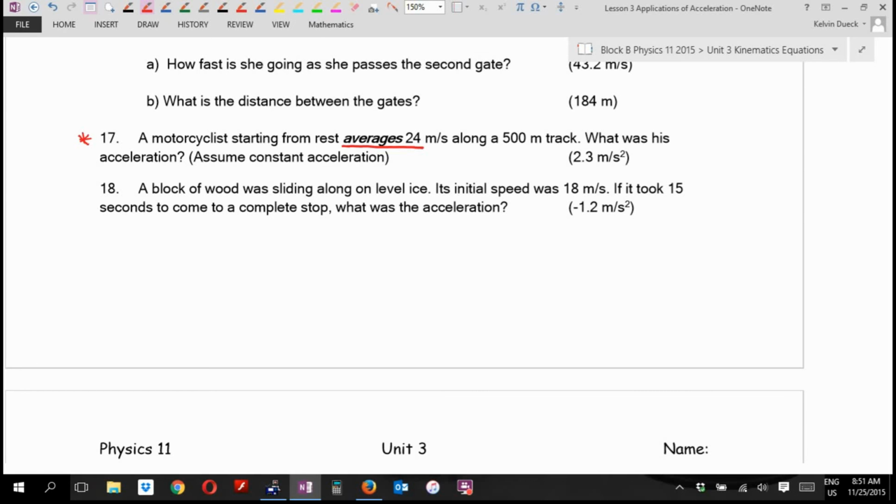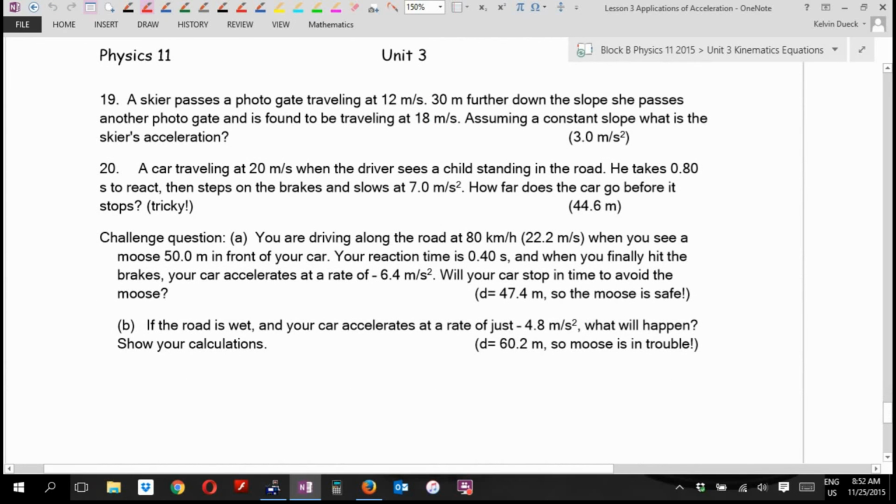And then another tricky one, number 20, and the challenge questions, if you're going to kill Mickey Mouse or not. Okay? I also have a take-home quiz for you. Let me hand that out.